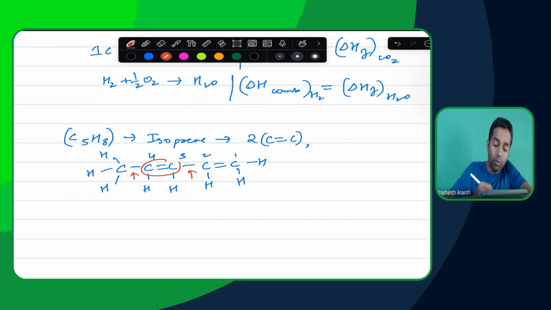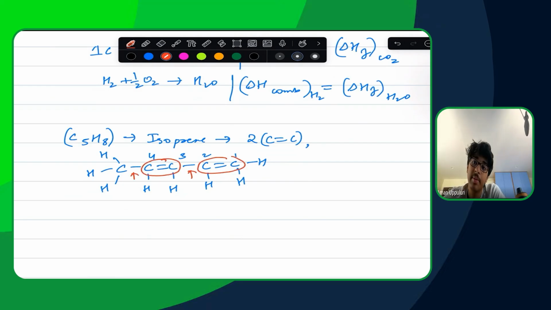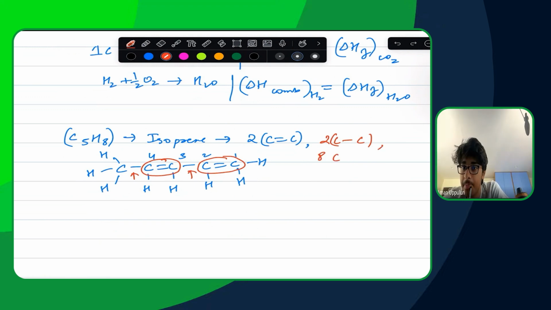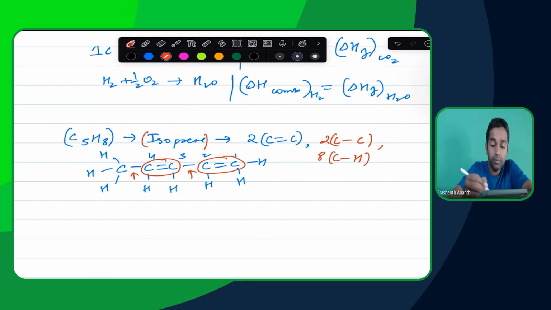Double bond, C double bond C together. Then 2, 2. Then how many other bonds are there? 8 hydrocarbon sigma C–H bonds. Yes, sir. That's correct. These are the bonds which are formed when you're forming 1 mole of isoprene.